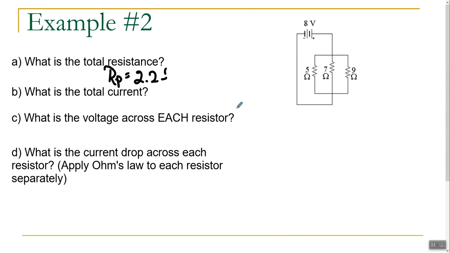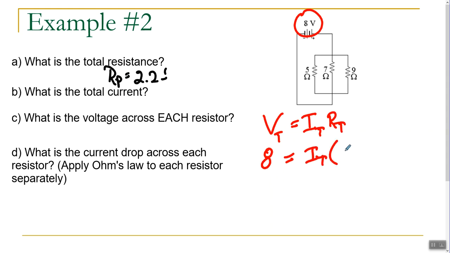Alrighty, what is the total current? Well, that's going to be going back to Ohm's law. V total equals I total R total. Voltage is given in your circuit here, so you've got 8 volts equals I total times 2.2. So your I total value here comes out to be, I believe, 3.6 amps.